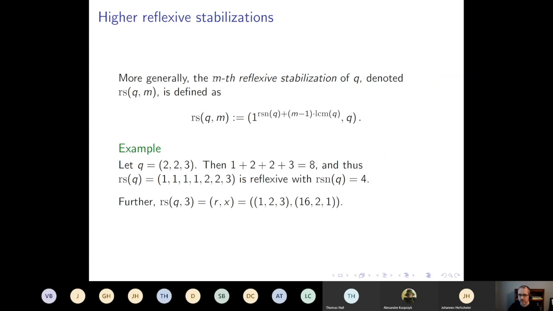So that'll give us these higher reflexive stabilizations. The mth reflexive stabilization is defined as: take Q, throw in as many ones as you need to make it reflexive, and then throw on as many more ones in blocks of LCM Q many. Do that process m times. So for example, if you take 2, 2, 3, the sum 1 plus 2 plus 2 plus 3 is 8. So you have to throw on 4 ones to make it reflexive. The reflexive stabilization number is 4. If you want the third reflexive stabilization, then you have to have 16 ones, because you put in 12 more ones.